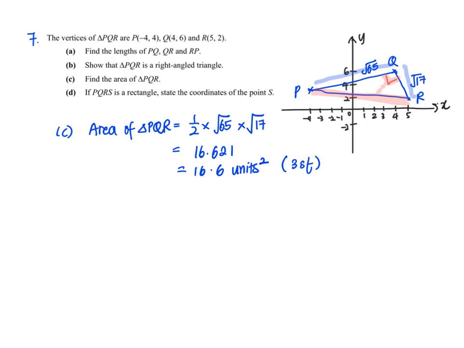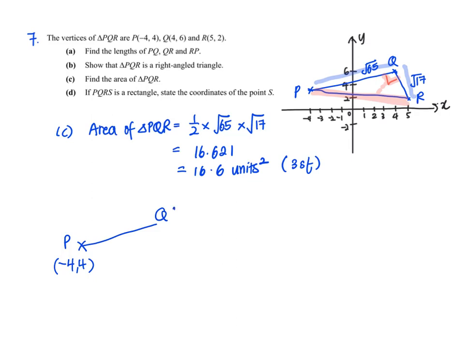Now, next part, D. If PQRS is a rectangle, state the coordinates of the point S. So now I have this diagram over here, PQRS given as a rectangle. I have tried before how to find the fourth point of a parallelogram. So from my question, we can see that point P is -4, 4. This is for point P. It travels to Q, P, Q, R, S, right?